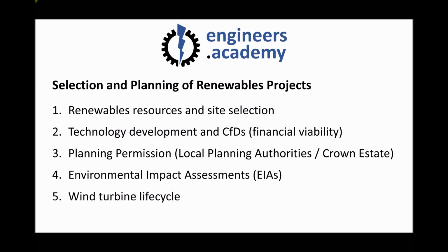So to summarise, in this video, we've looked at the selection and planning process for renewables projects. We've talked about how we can approximate the resources that are available at different sites so that we can estimate the amount of income we can produce. We've also talked about how we can approximate the costs associated with the project. Next, we discussed planning permission and environmental impact assessments that are used to assist the planning process. And we've finished by looking at the life cycle of a typical wind farm installation.